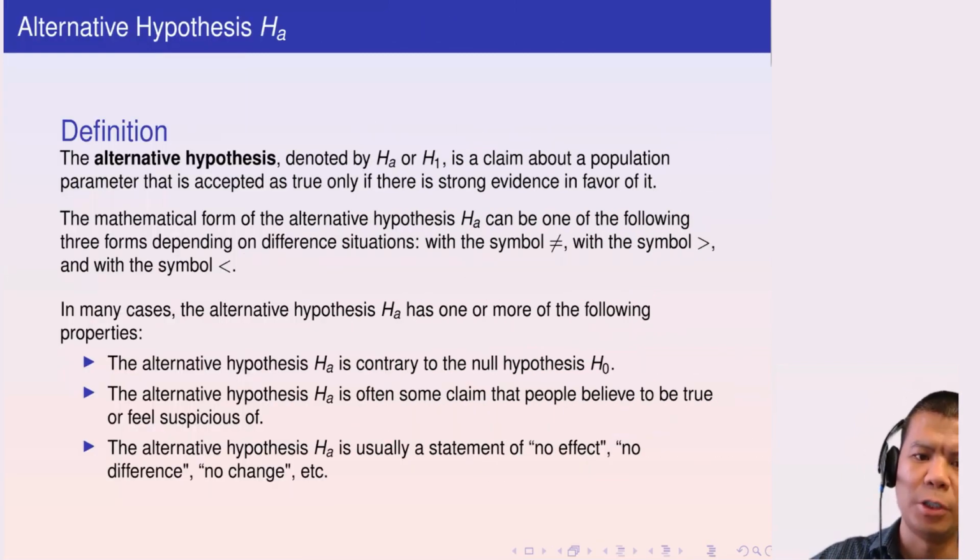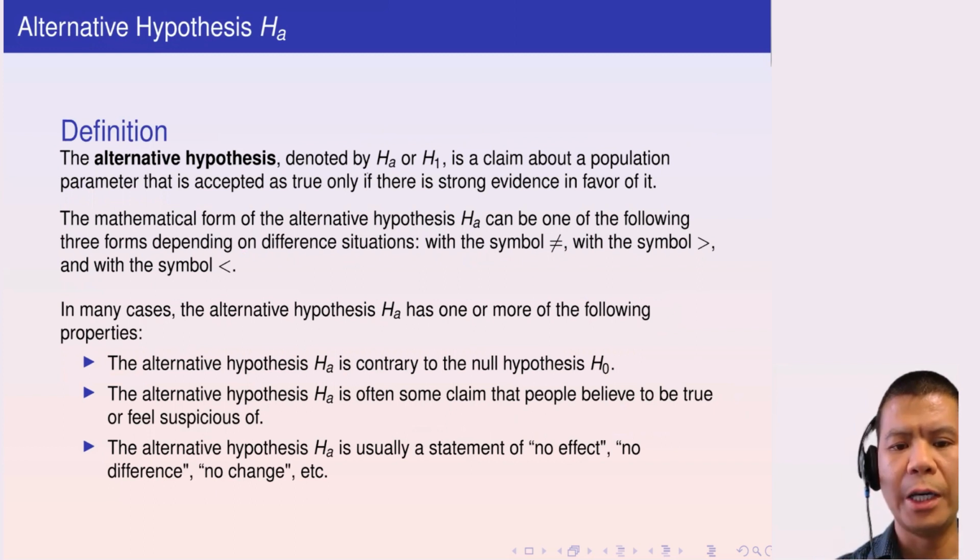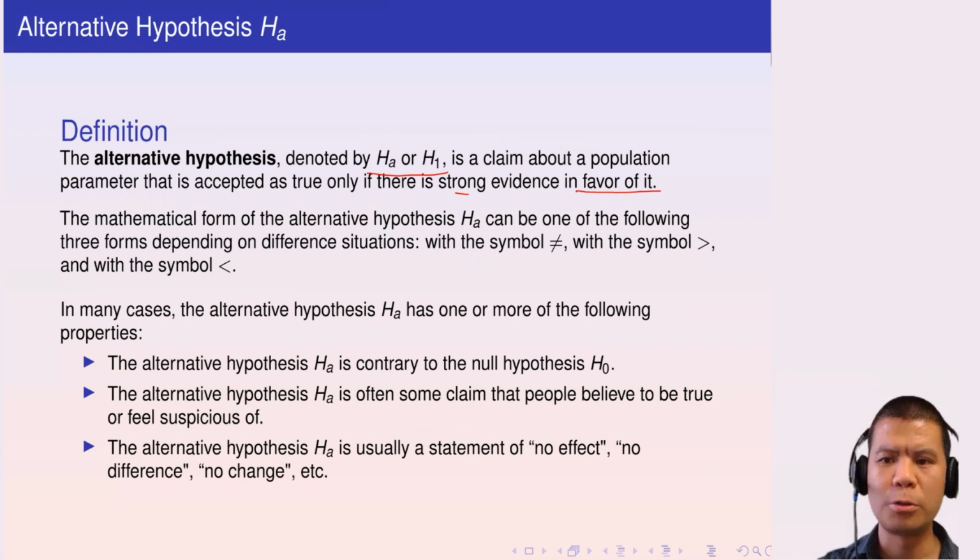Then the alternative hypothesis. What is the alternative hypothesis? It's denoted by HA or H1, the claim about a population parameter that is accepted as true only if there is strong evidence in favor of it. In the court trial, you can only claim the defendant is guilty only if there is strong evidence in favor of it. That's called the alternative hypothesis.